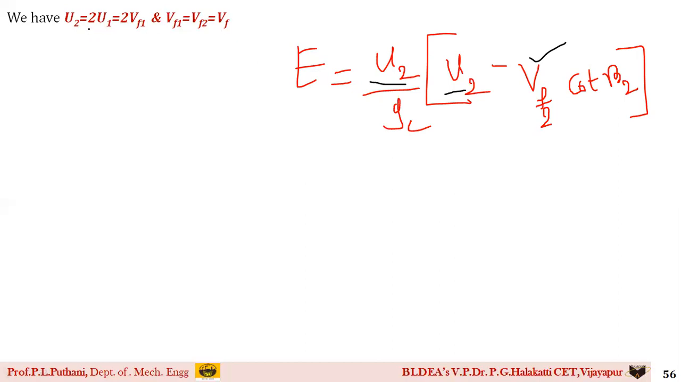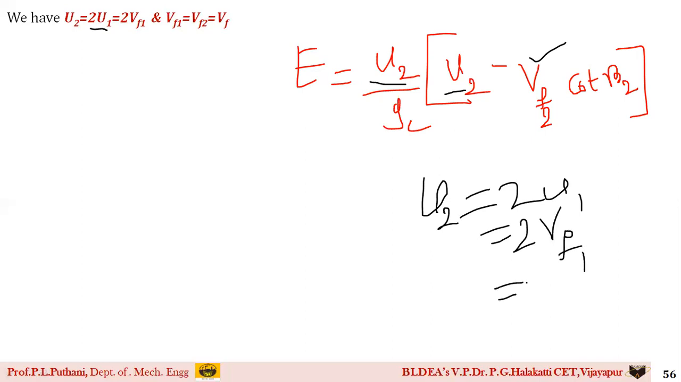So u2 is equal to what? As you can see here, it is equal to 2u1, and this 2u1 is equal to vf1, or it is also equal to vf2 itself. So what I can write here is u2 is equal to 2u1, then it is equal to 2vf1, or it is also equal directly to 2vf, because vf1 and vf2 are equal to vf itself. So this term vf2 gets substituted as vf only.